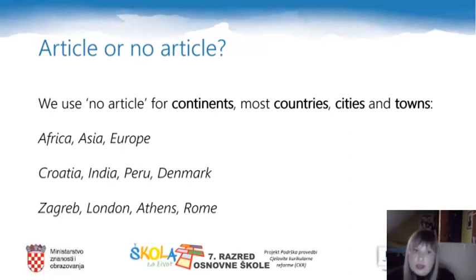So we say Africa, Asia, and Europe. No articles. Croatia, India, Peru, Denmark. No article with countries. And also we say Zagreb, London, Athens, or Rome. And we don't use articles with cities.